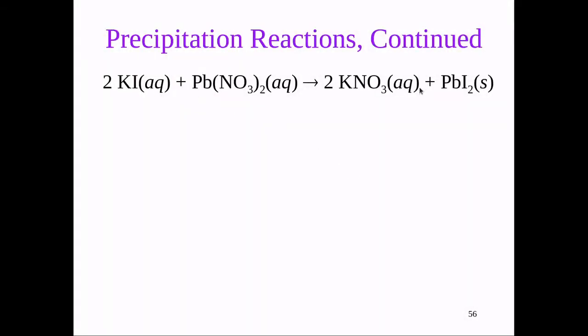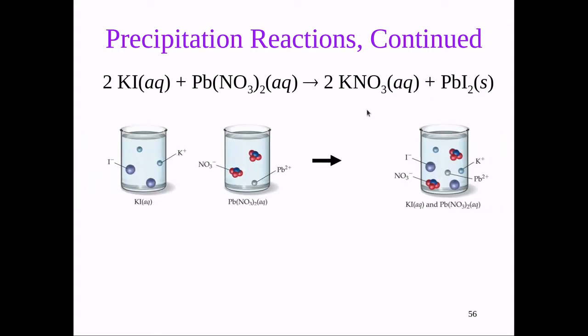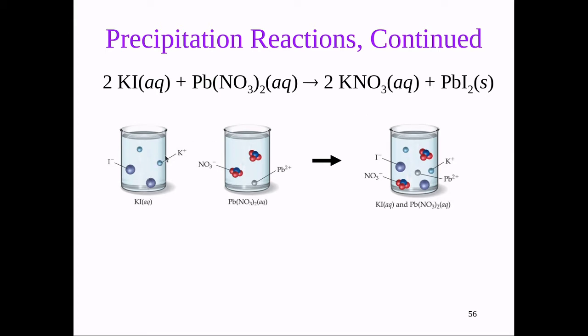So let's consider here this reaction between potassium iodide and lead nitrate. It's going to form potassium nitrate, which is aqueous, so that means that it is soluble, and it's going to form this lead iodide that is a solid, and therefore it's going to precipitate out of the reaction. We can kind of picture this as happening in two steps. The first step, we have our potassium iodide and we have our lead nitrate. Then we mix them together and we have a solution that has all of our ions in it together.